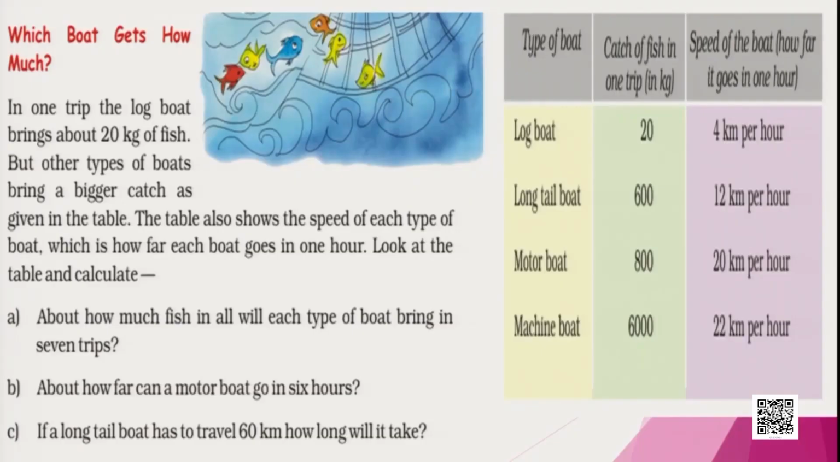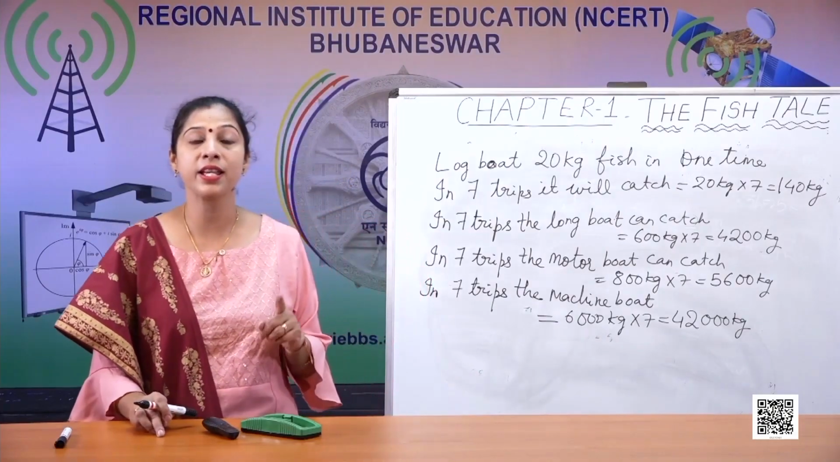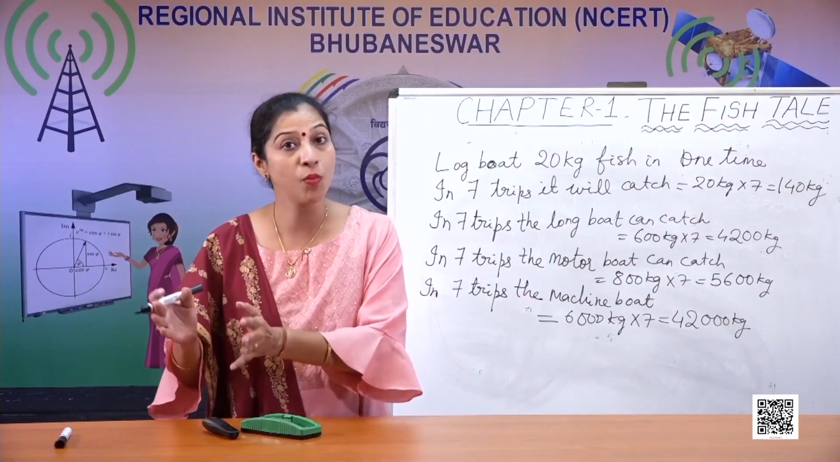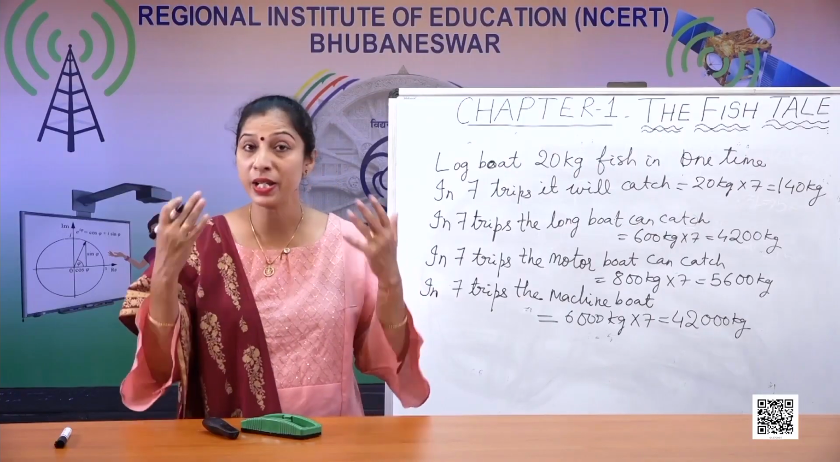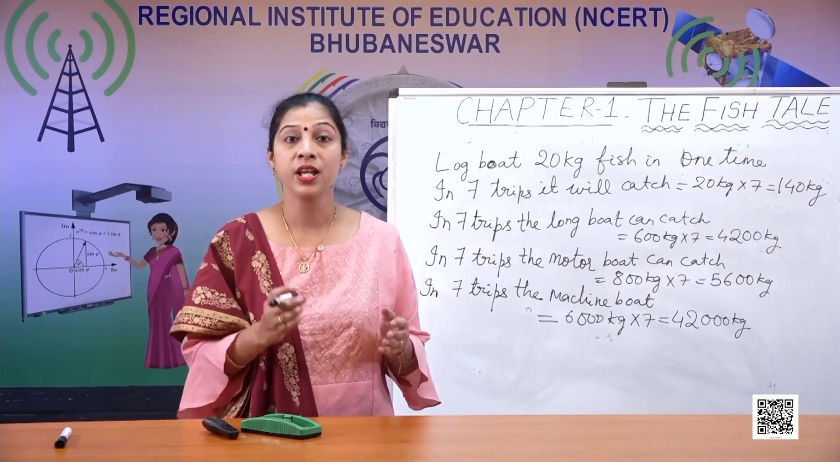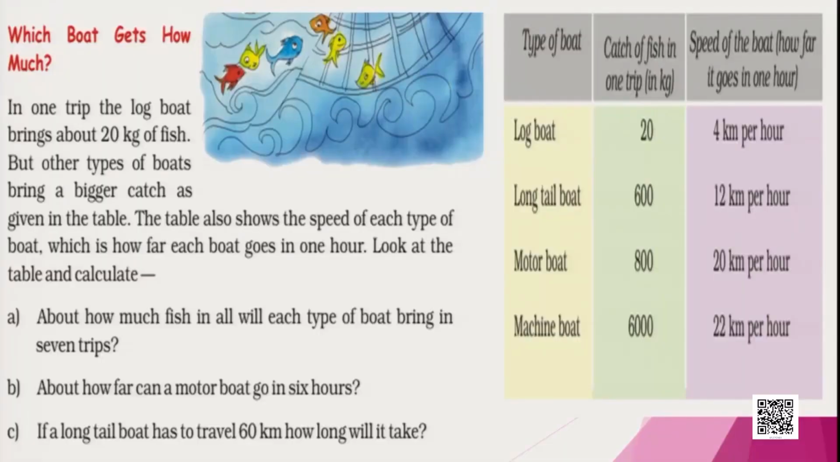If a long tail boat has to travel 60 km, how long will it take? Now children, see the difference in the two questions. The first one was asking how much distance will be covered. So that is why we were multiplying, because the distance covered will always be more. So here comes your application of multiplication and division. Now in the next question, the question is how long it will take.